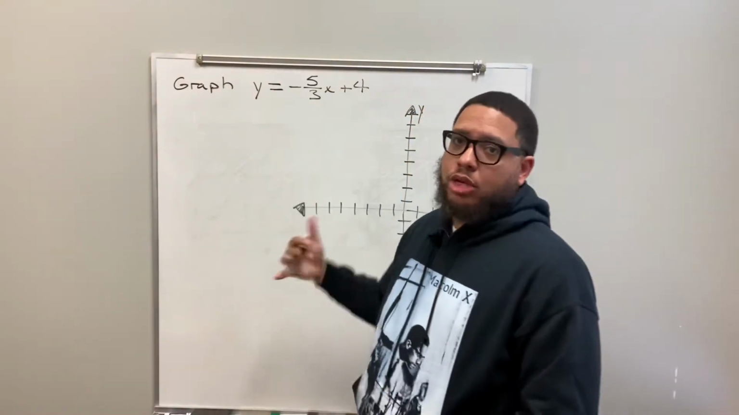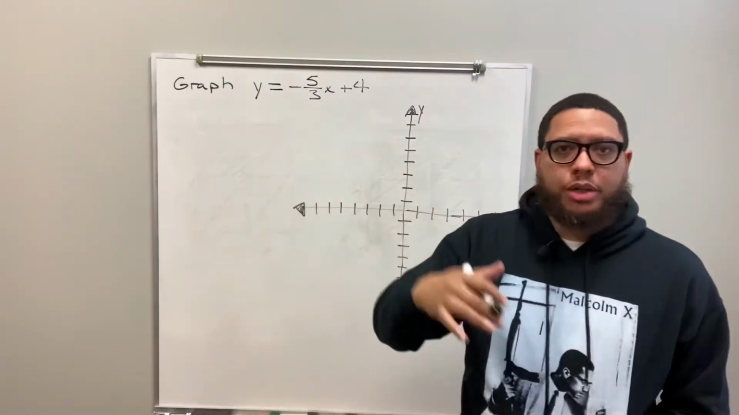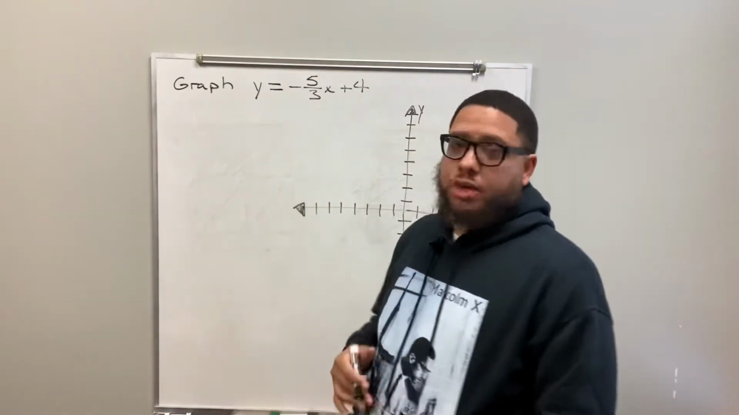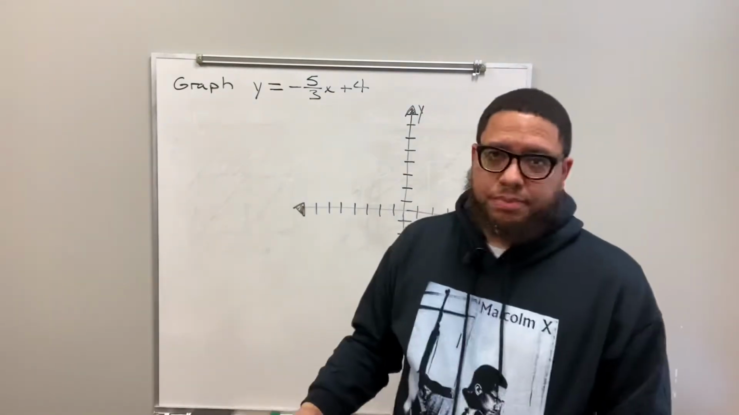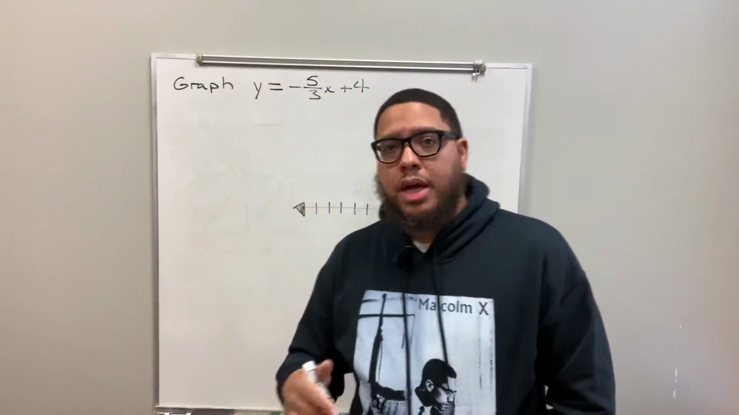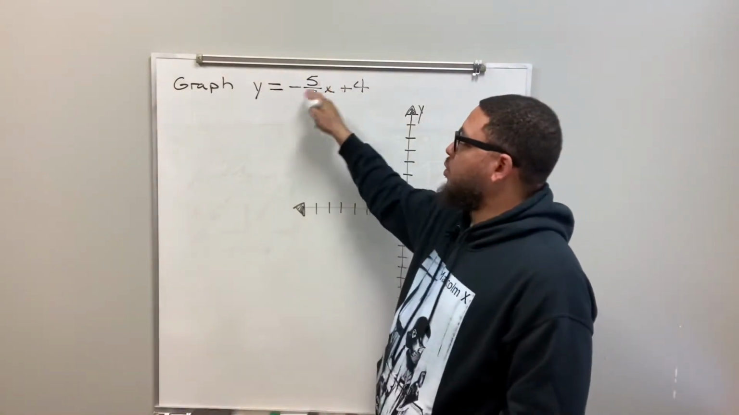Now, how do I know this is a linear equation? I know it's a linear equation because when I look at my variables, the exponents are 1. Now, how do I know that the exponents are 1? I know because there's no exponent written, right?